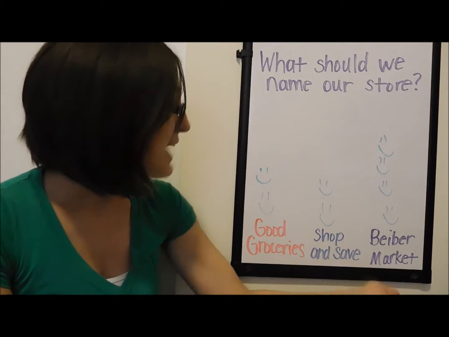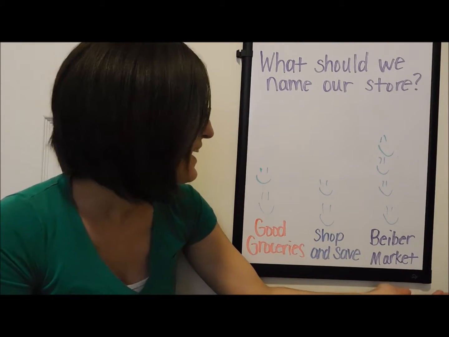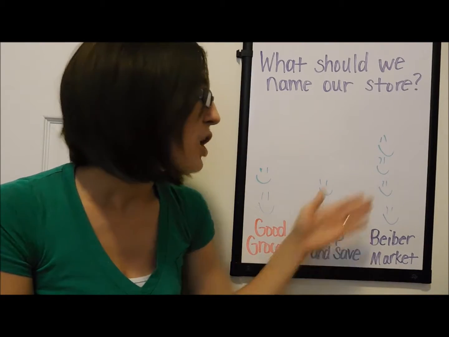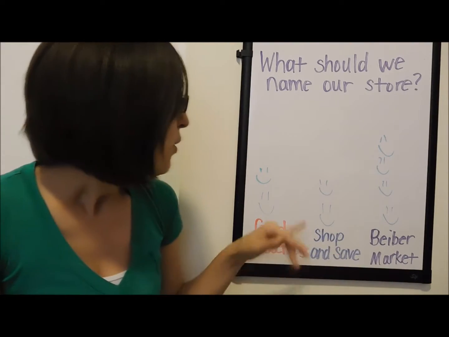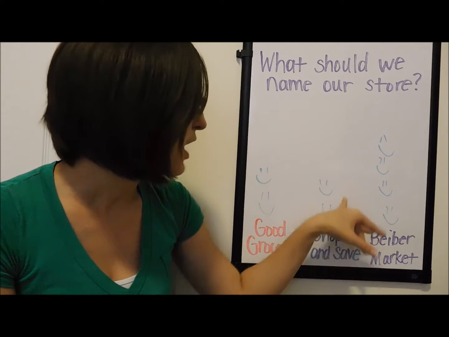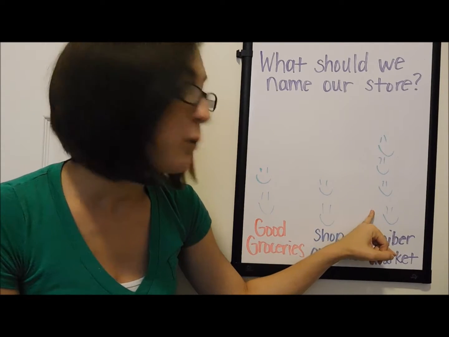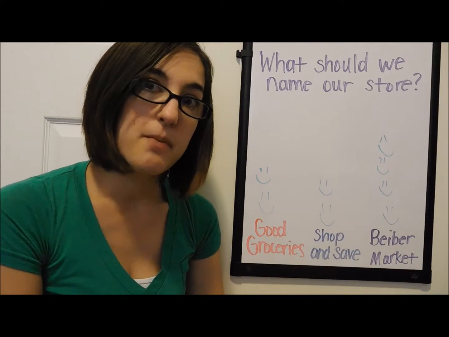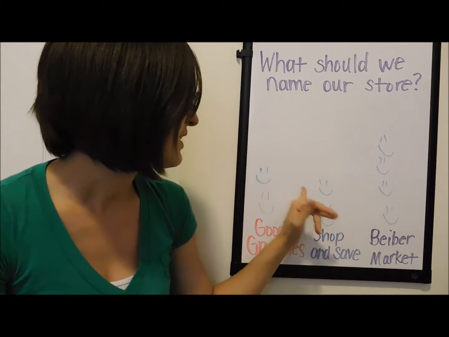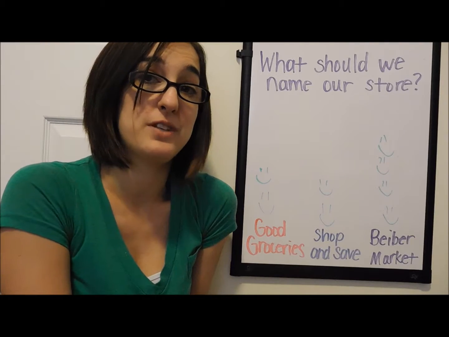So my class has voted, and without fail, Bieber always wins. So we have just named our shop Bieber Market, and we can talk about how we decided that. We would count the votes. Well, Good Groceries got 2 votes, Shop and Save got 2 votes, and Bieber Market got 1, 2, 3, 4 votes. Which one got the most votes? The kids would notice that Bieber Market got more votes than the other 2. We could even do some math to decide how many more votes it got.